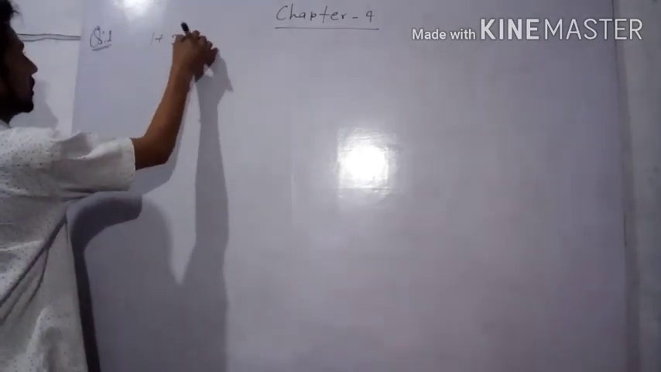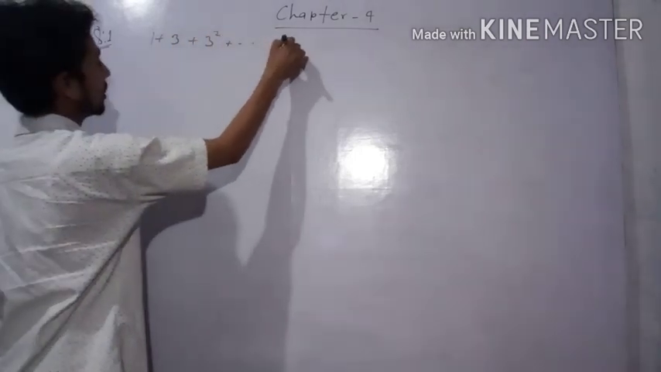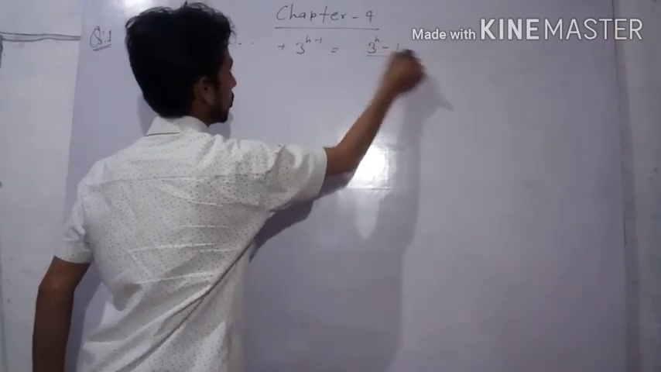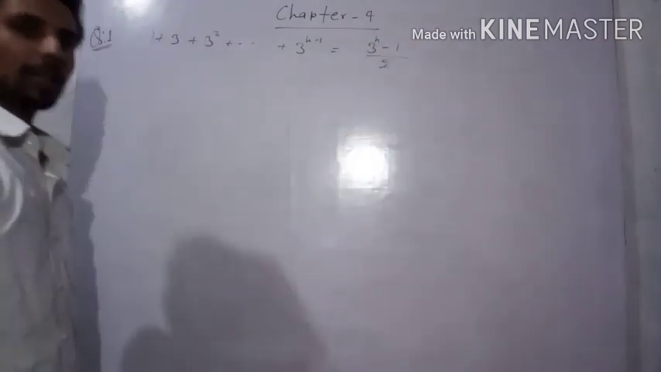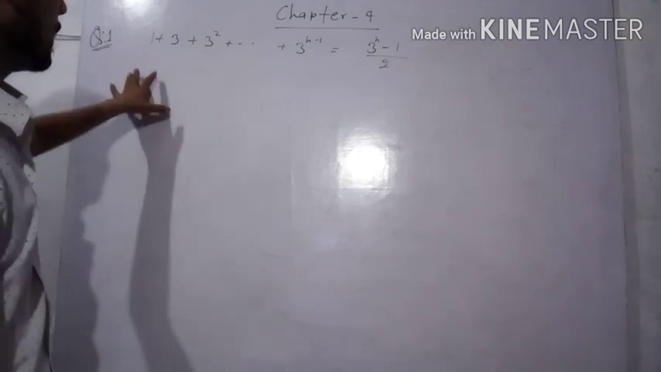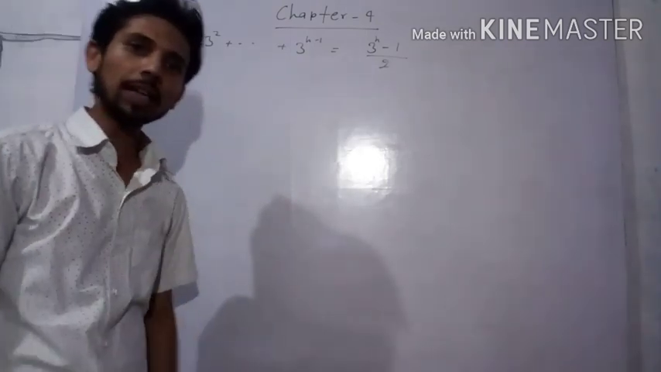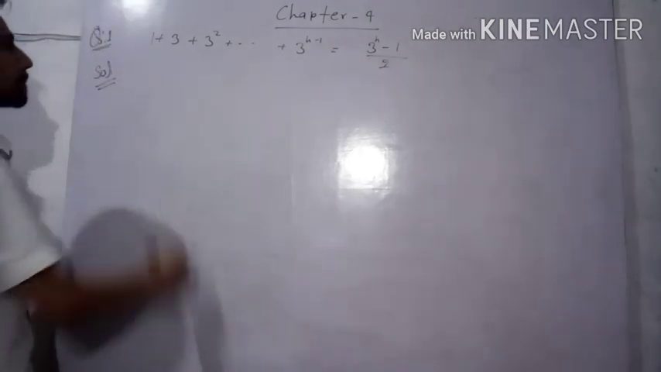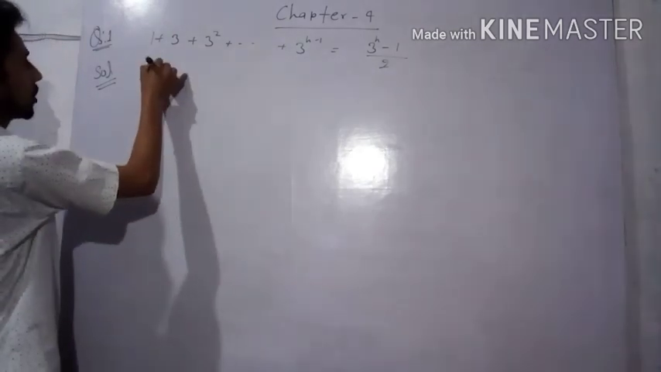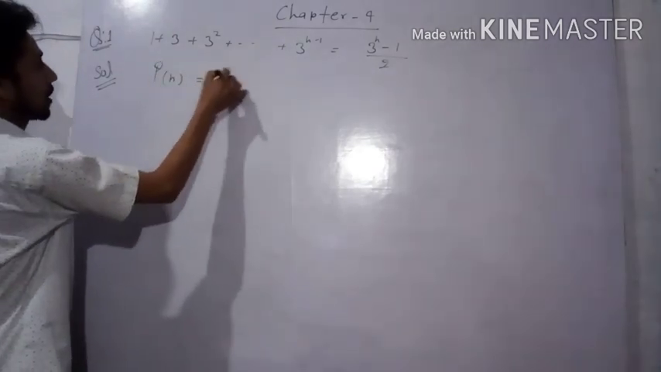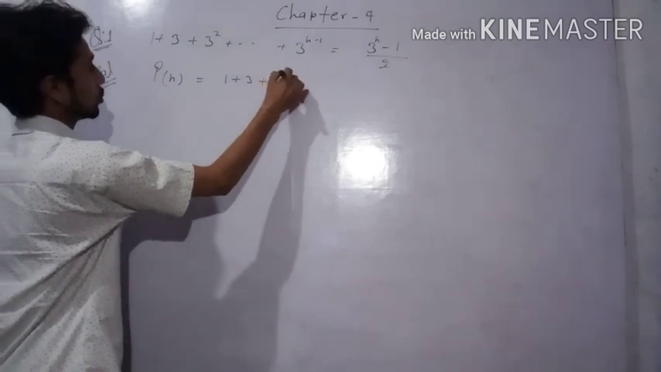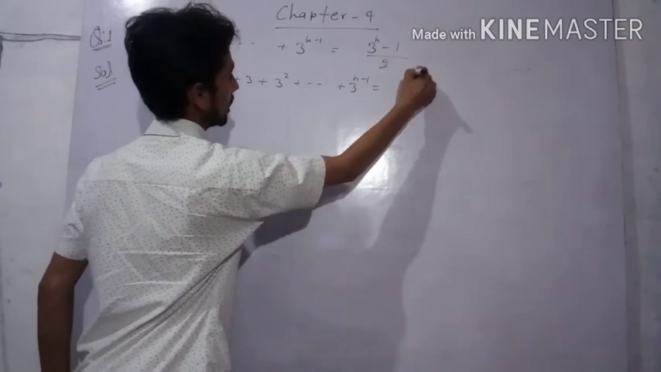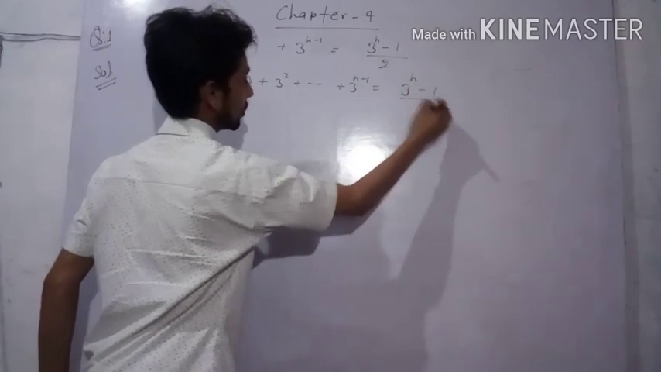1 plus 3 plus 3 square plus dot dot dot 3 exponent n minus 1 is equal to 3 exponent n minus 1 upon 2. So we have to prove that this is true for every natural number. First of all, we have to take this polynomial open. 1 plus 3 plus 3 square plus dot dot dot 3 exponent n minus 1 is equal to 3 power n minus 1 upon 2.